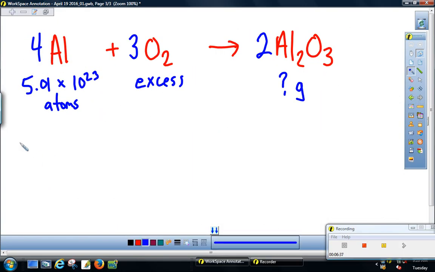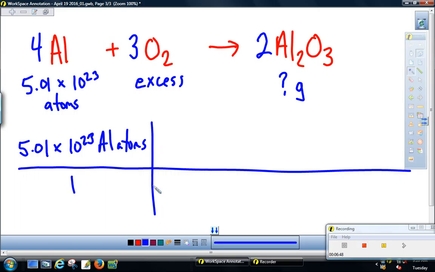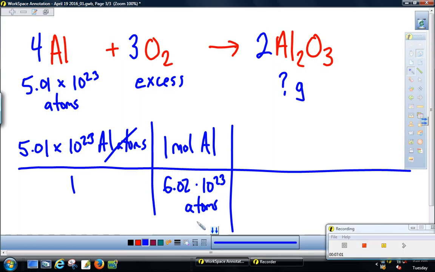So let's set it up. We're going to take what we know, 5.01 times 10 to the 23rd aluminum atoms, put it over 1. We need to convert into moles. We do that by dividing by Avogadro's number. 1 mole is made up of this many atoms. Canceling out atoms, converting into moles, multiply by the ratio. There's 2 moles of unknown for every 4 moles of our known, so 2 to 4.